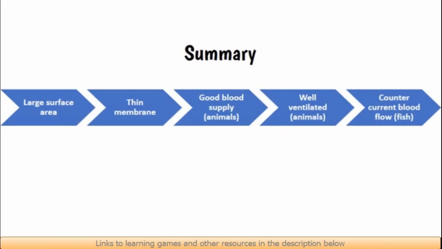In summary, large organisms have problems with diffusion into their cells due to their reduced surface area to volume ratio. They overcome this with specialist absorbing surfaces with the following features: a large surface area, a thin absorbing surface, a good blood supply in animals, good ventilation in animals, and a countercurrent blood flow in fish and birds, but not in mammals.